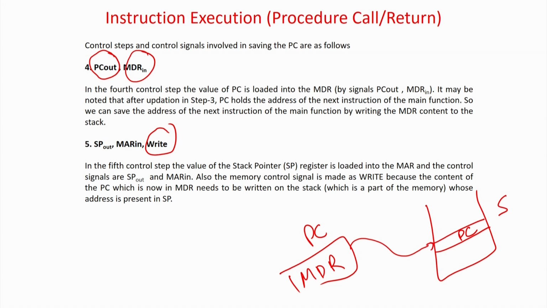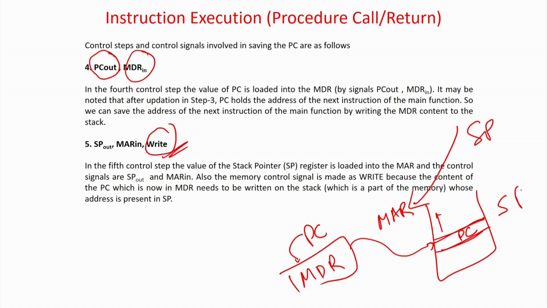So, in the fourth stage, PC out, MDR in, the value of the program counter is stored in the MDR. Now the MDR has to be written to the memory. So, we put the memory in write mode, and the memory address register value will be nothing but the stack pointer. The stack pointer can grow upward or downward depending on the requirement. At present we are assuming that it grows up. So, this was the first place where the current PC has to be stored.